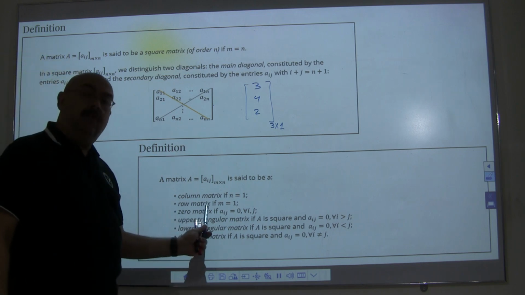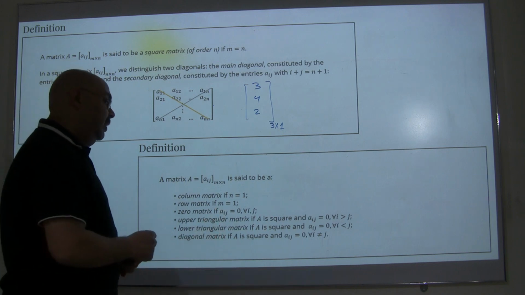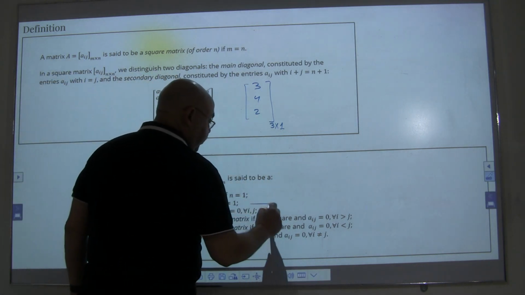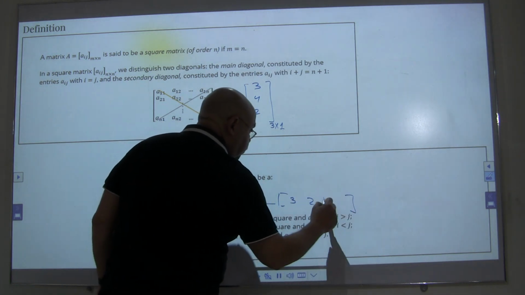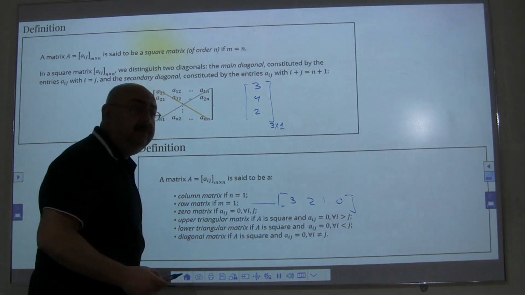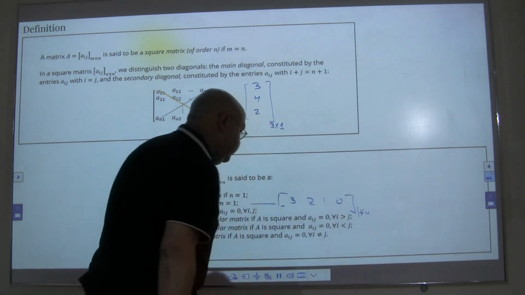Of course, for the row matrix, it will be vice versa. You will have 1 row and multiple columns. So for this one, it's going to be like this. Let's say 3, 2, 1, 0. Can anyone give me the dimension? This is 1 row times 4 columns.